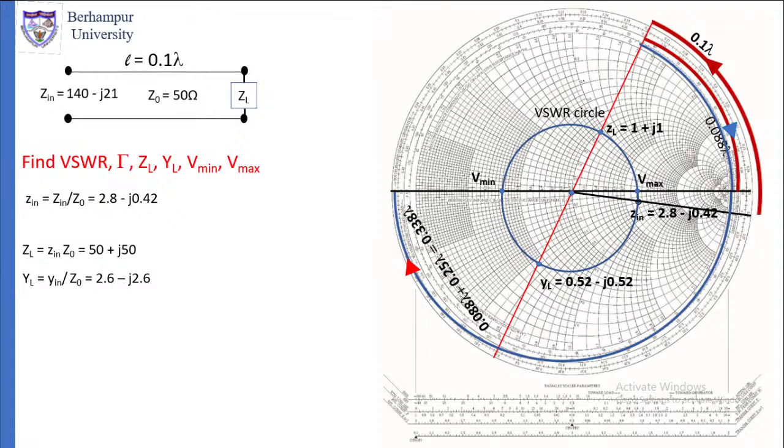So Vmin, Vmax, we will calculate them from ZL. From ZL, we will find out Vmin. Vmin is at a distance of 0.058 lambda, and this one is at a distance of 0.0338 lambda. The Vmin point.